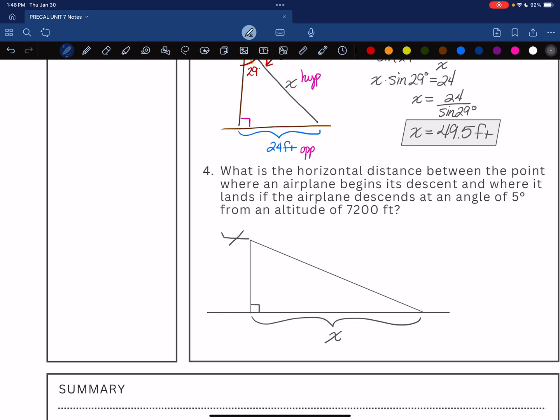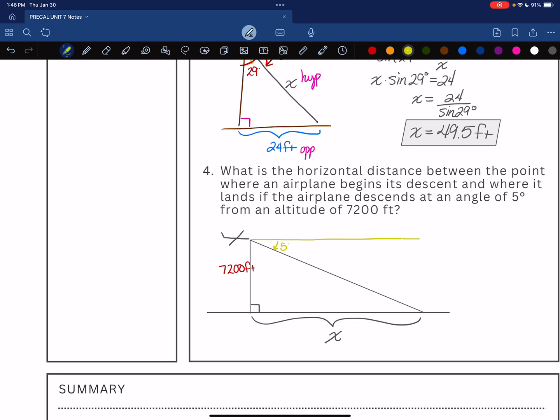If the airplane descends at an angle of 5 degrees from an altitude, so presently it's at an altitude of 7,200 feet. And the angle of descent, guys, from here, from the horizontal down, that is 5 degrees. Now, I actually can think about this two different ways.